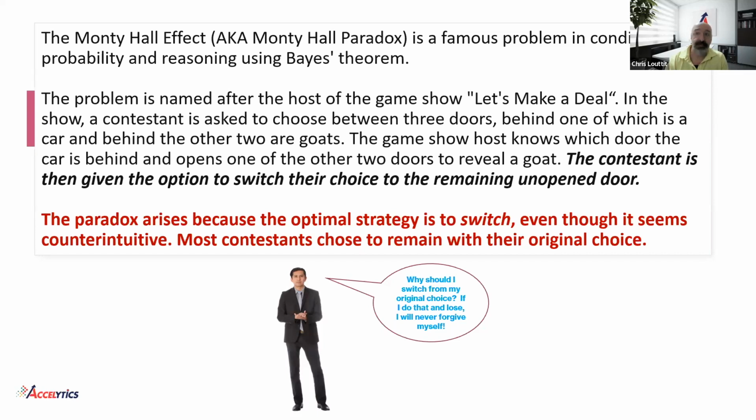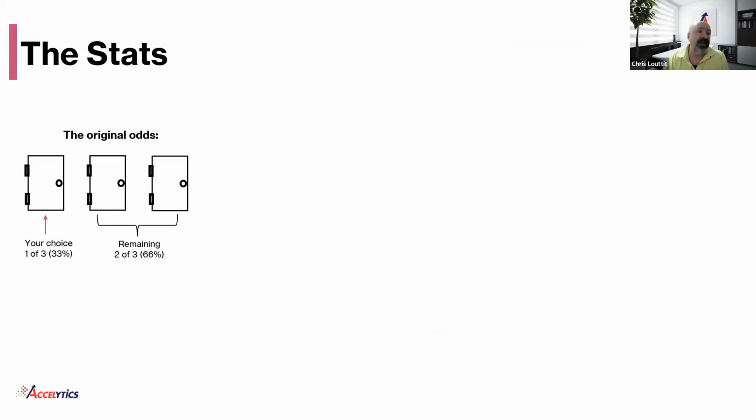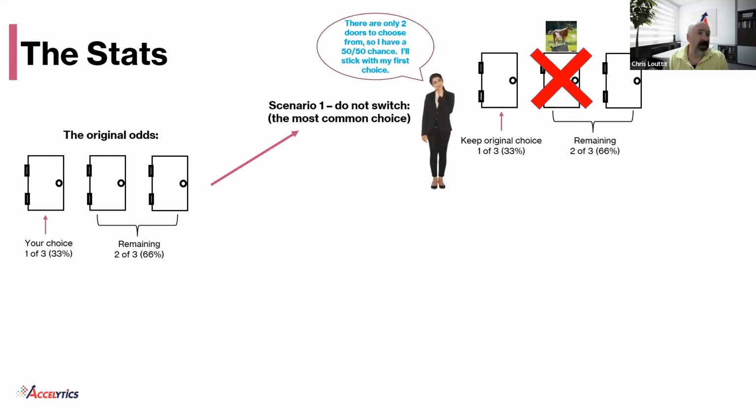It's not right. So let's go over the stats on this. Let's break down the statistics of the problem so we can understand why the optimal strategy is to switch. The original odds are here. Your choice is 1 out of 3 doors, so it's basically 1 in 3, or a 33.3 repeating percent chance that you have selected the door with the car behind it. At the point where the contestant is making the choice, one of the other doors has already been revealed to have a goat. So there are only 2 unopened doors.